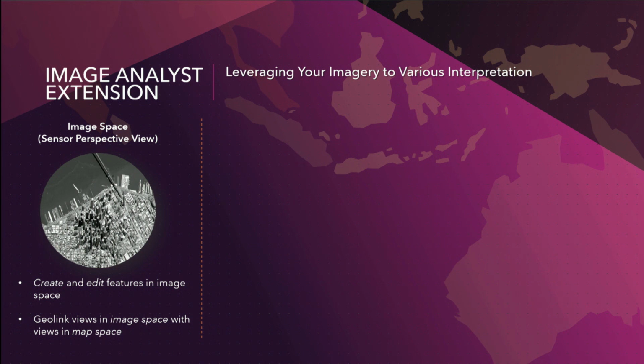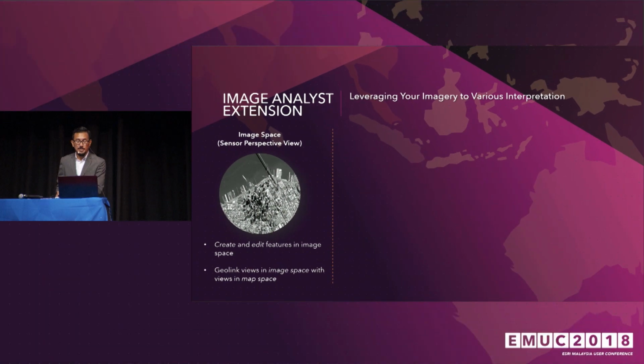image sensor perspective view. Displaying any kind of imagery in a map base, usually it will be inherently distorted, stretched, and some of the buildings will be twisted. But by using the image space, you have the capability to view your imagery based on the satellite position. On top of that, you can measure your building based on the shadow.